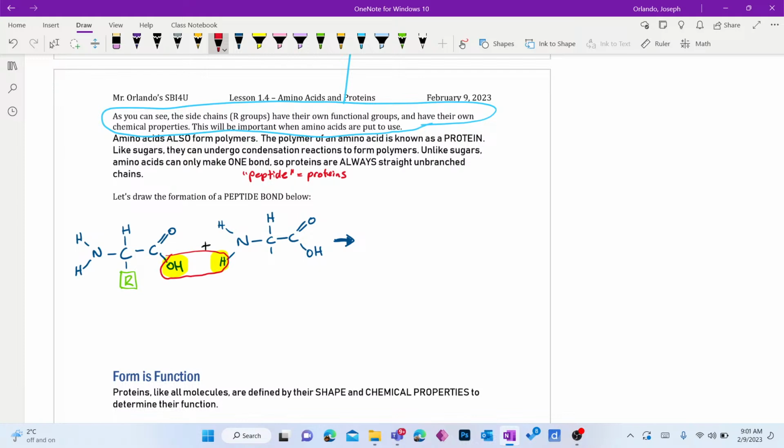So what do they release? What is that? Water. That's water. All right, so that's easy. And then we have the first amino acid again, H, N, H, C, H, R1. I meant to label the next one R2 because, of course, they don't have to be the same, though they could be.